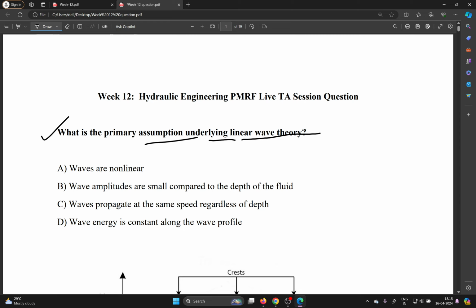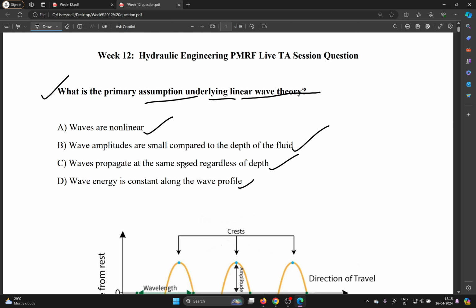Option A is that waves are non-linear. Option B, wave amplitudes are small compared to the depth of fluid. Option C, waves propagate at the same speed regardless of depth. Option D, wave energy is constant along the wave profile. So these are the four options. If you see all the options very carefully, let me show the figure first of all.